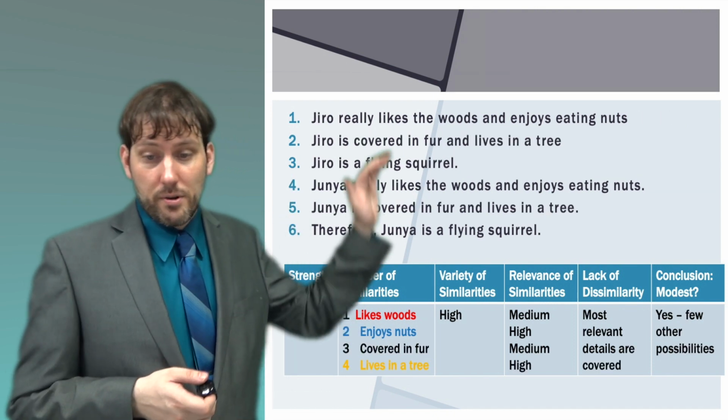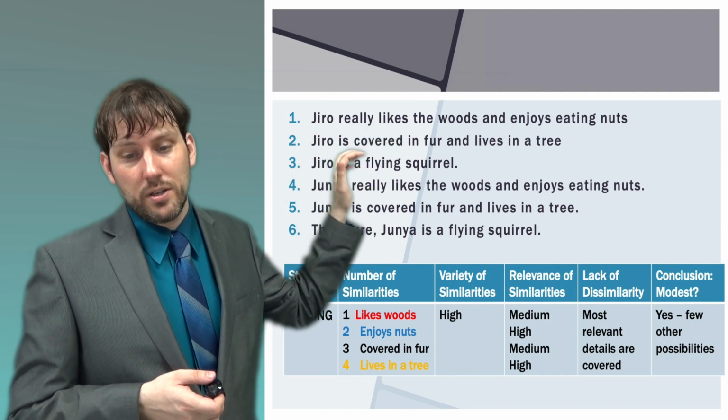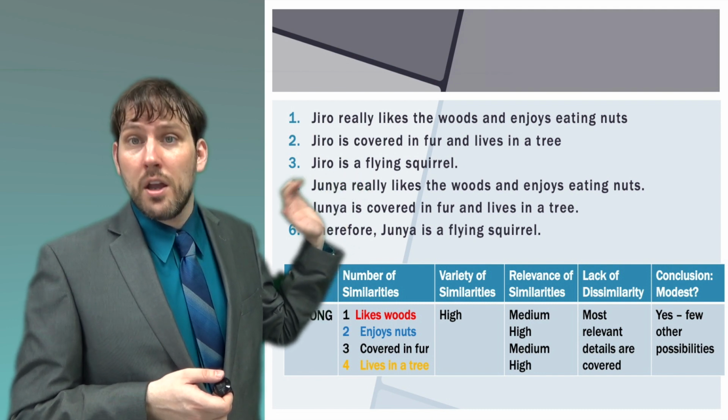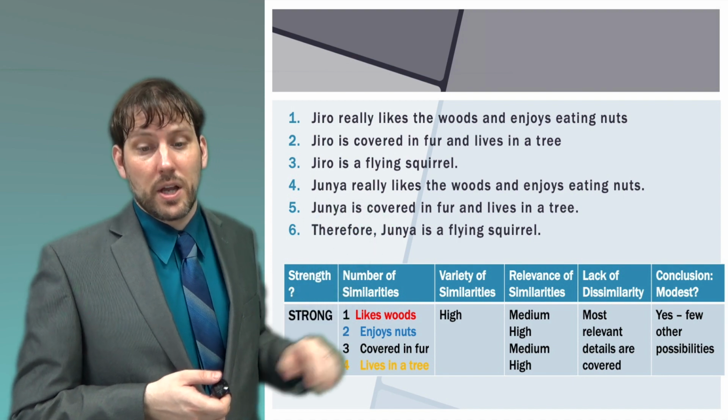What if we switch to this? Jiro really likes the woods and enjoys eating nuts. Jiro is covered in fur and lives in a tree. Jiro is a flying squirrel. Junya likes the woods and enjoys eating nuts. Junya is covered in fur and lives in a tree. Therefore, Junya is a flying squirrel.